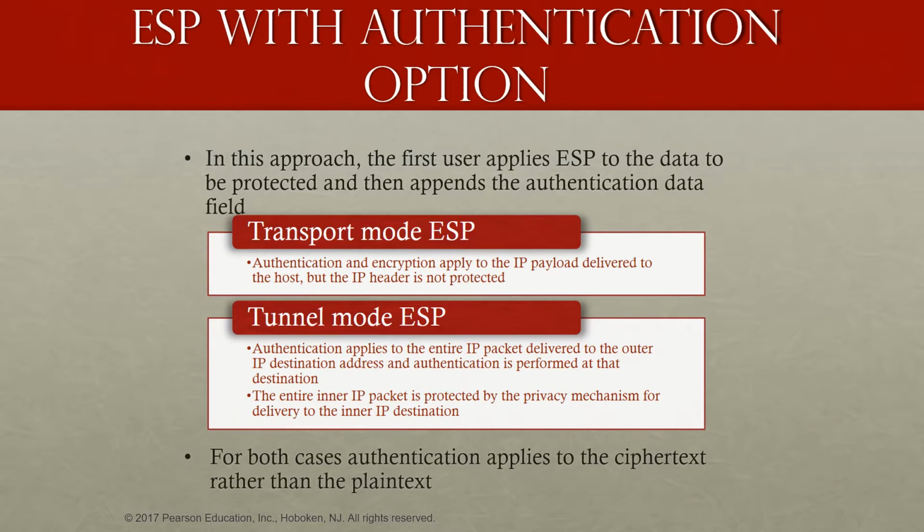Tunnel mode ESP. Authentication applies to the entire IP packet delivered to the outer IP destination address, for example, firewall, and authentication is performed at that destination. The entire inner IP packet is protected by the privacy mechanism for delivery to the inner IP destination. For both cases, authentication applies to the ciphertext rather than the plain text.